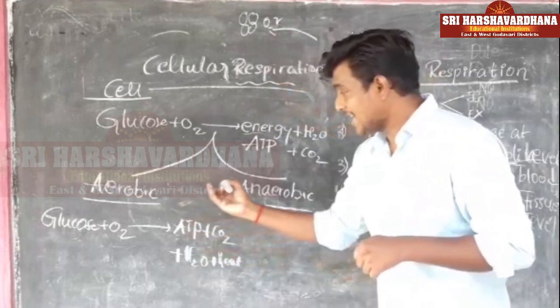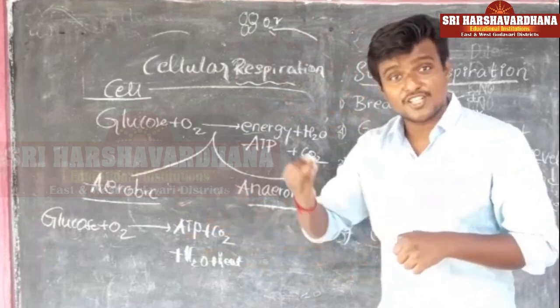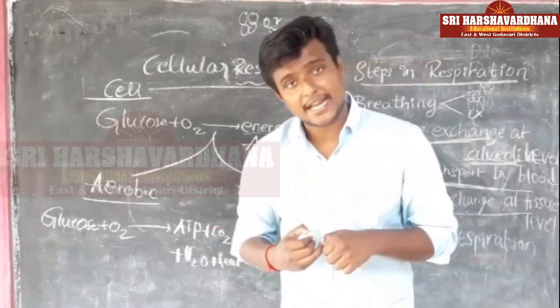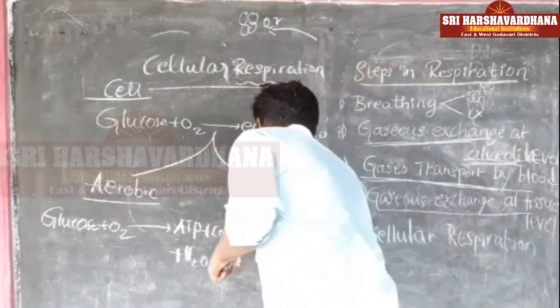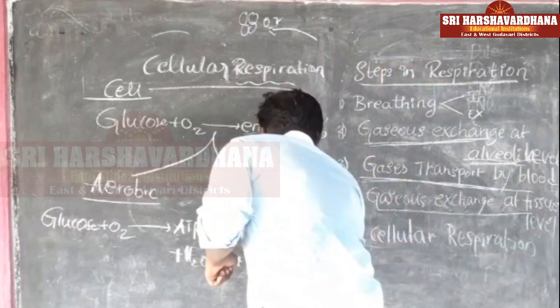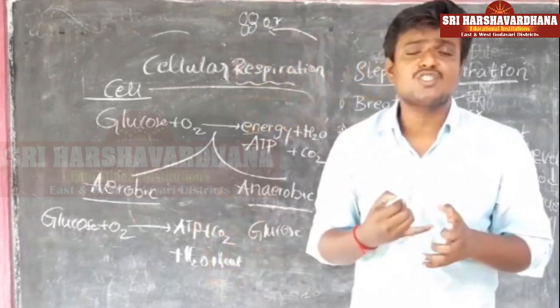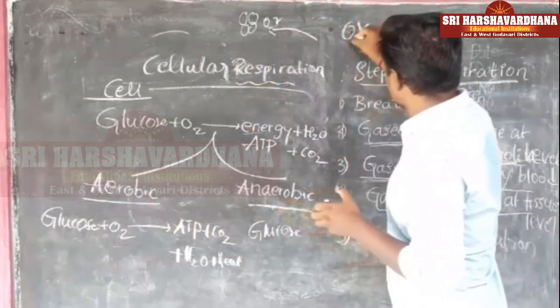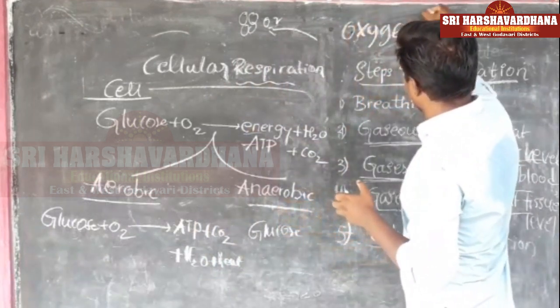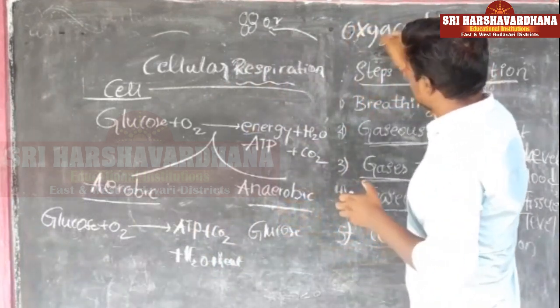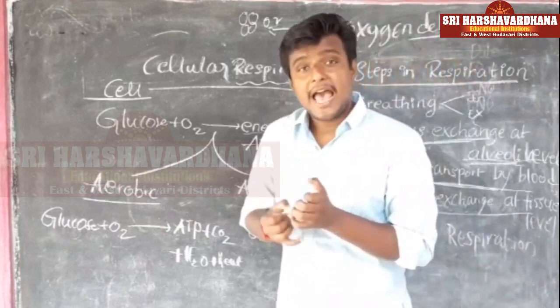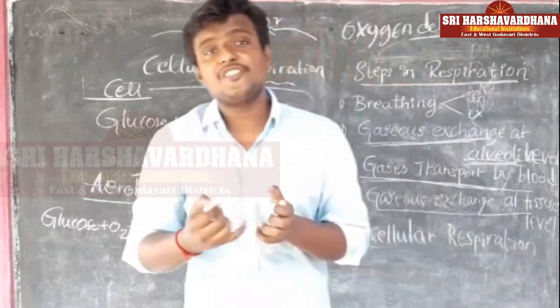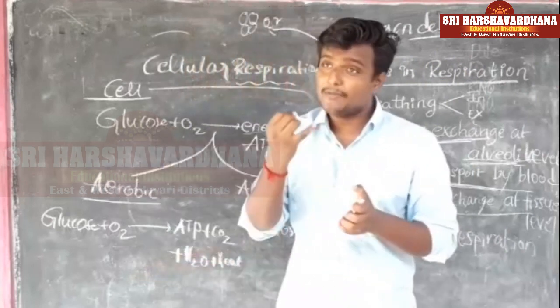If glucose reacts with oxygen, that type of respiration we call aerobic respiration. If the glucose is not reacting with oxygen, sometimes we see an oxygen debt condition. Oxygen debt condition, you know that. In our body, sometimes there are chances of deficiency of oxygen. And why does it happen, you know that.